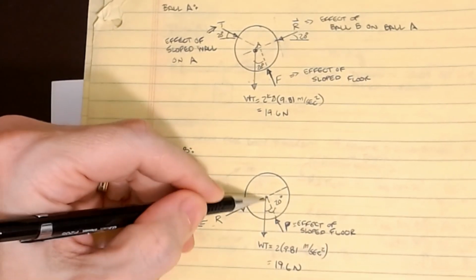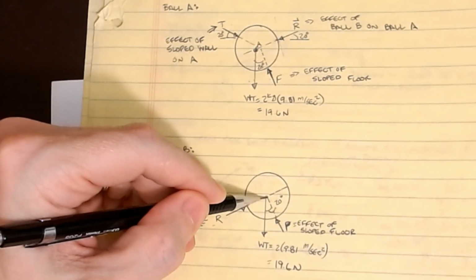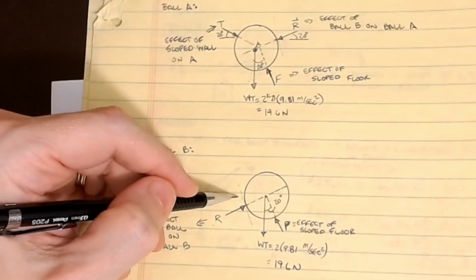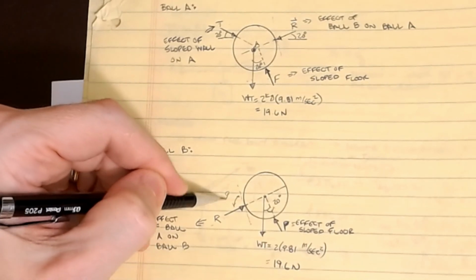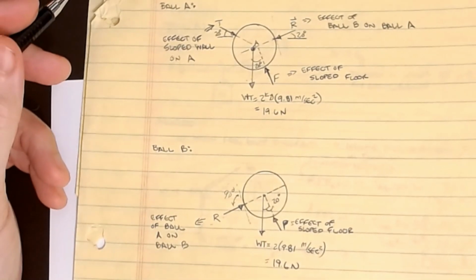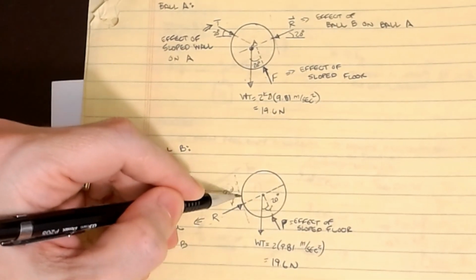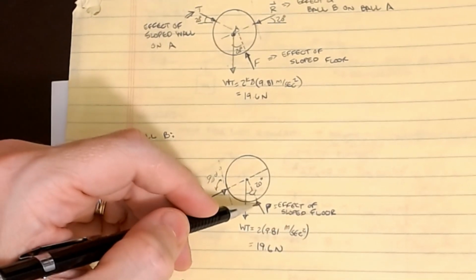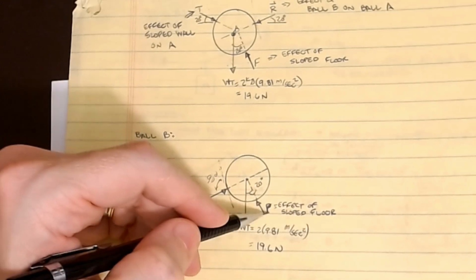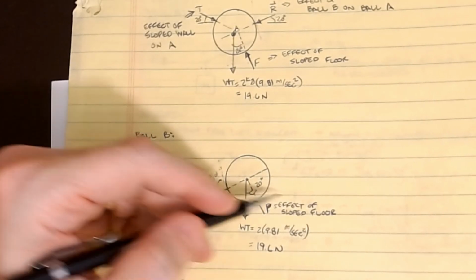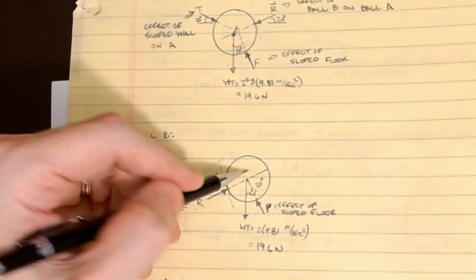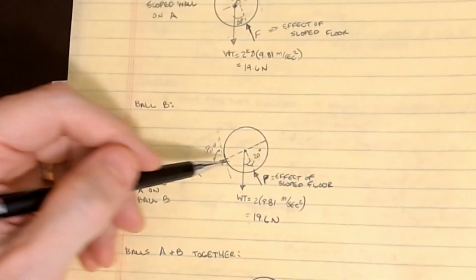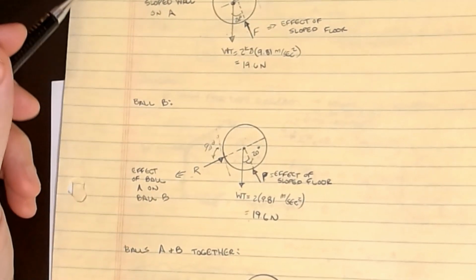And so this line is pointing to the middle point of the ball. Again, it has to do with these contact points and understanding that this has to be 90 degrees right there, so that it's perpendicular to the tangent of the circle at the contact point. Then everything else is the same. We have a force, we'll call it P, for the effect of the sloped floor on ball B. I have my weight, which again is 19.6 newtons acting down, and that's the free body diagram with all of the angles for that upper ball.